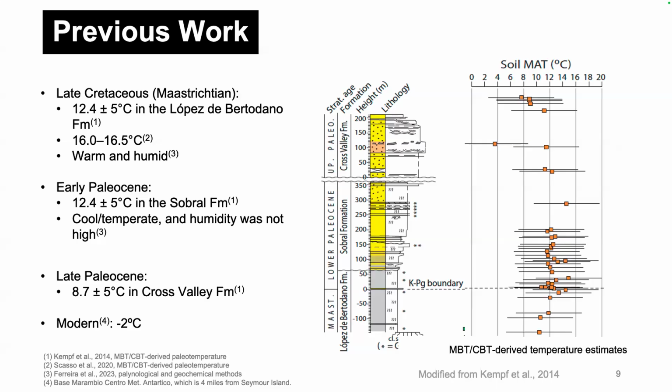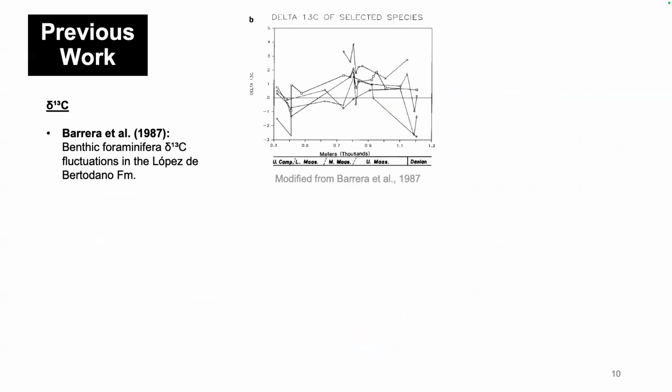Temperature estimates represented by orange squares indicate warm conditions in the Maastrichtian, followed by a slight cooling trend in the Paleocene, with a temperature drop in the late Paleocene. This trend reflects a gradual cooling after the KPG boundary.